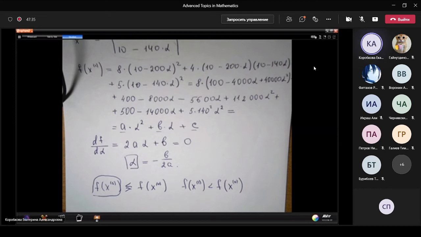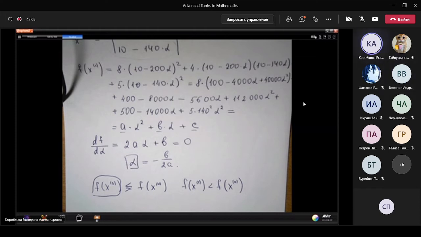This one, then we should find the inverse matrix. I hope you remember how to do it. And just put all these values into our expression. Once more, you will be given the function of two variables.